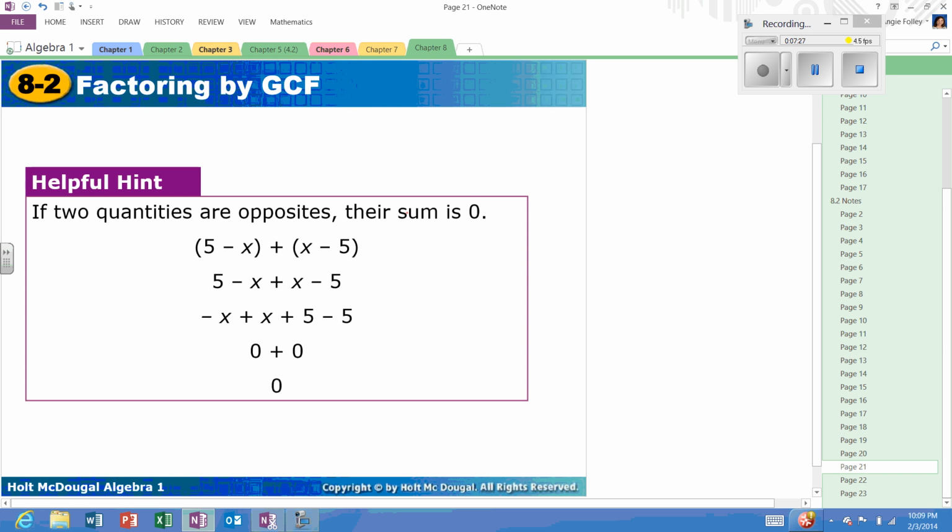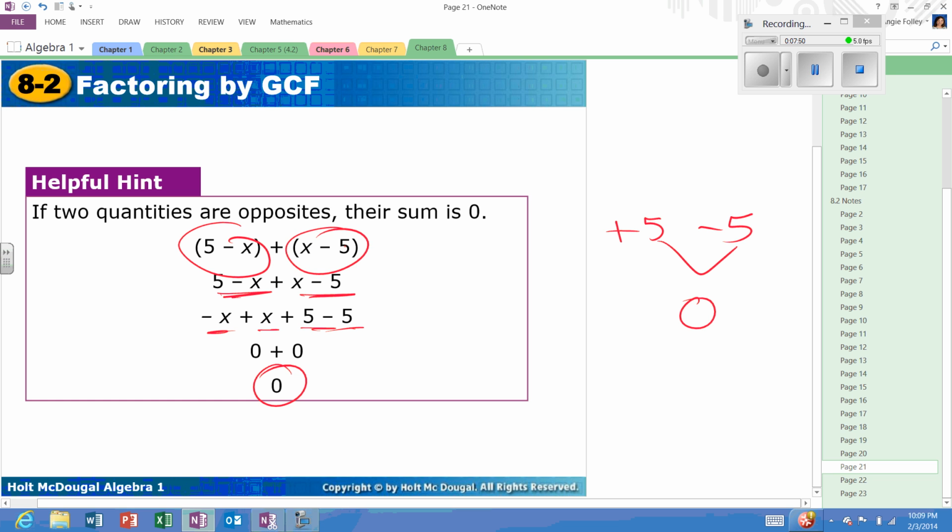If 2 quantities are opposite, we know their sum is 0. For example, if I have positive 5 and negative 5, together their sum is 0. The same thing's true with a binomial. If I have 5 minus x plus x minus 5, so if you notice, when I add those together, all my terms are going to cancel and I'm going to get 0. So that's something we want to keep in mind, that if they are opposites, their sum will be 0.